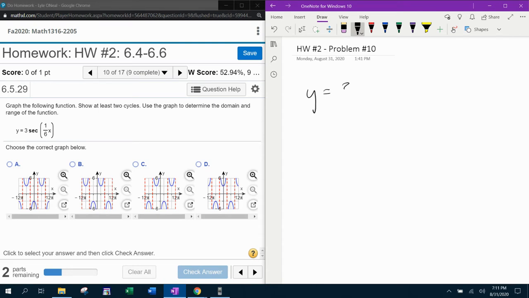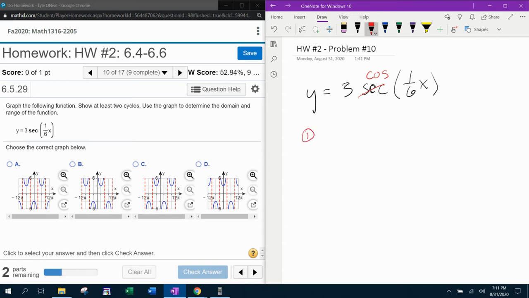Y equals 3 secant of 1/6 x. And so what we're going to do first in order to graph a secant or cosecant is find the trig function that it's related to. Secant is related to cosine. Those are reciprocal functions. And then we're going to graph this following the 6-step method of graphing a cosine. And at step number 6, we're going to switch back and address the fact that it's really secant. Okay? So here we go.